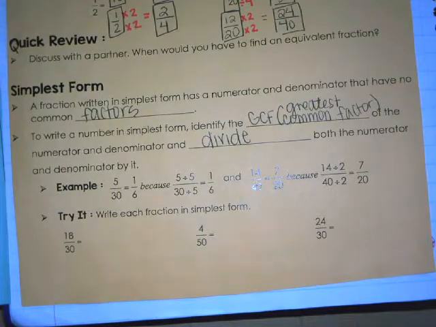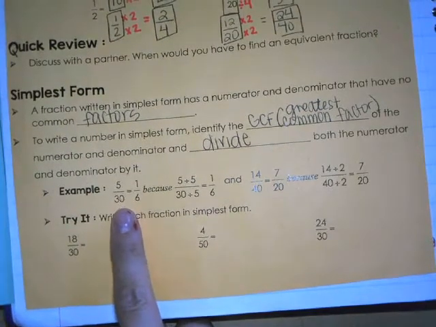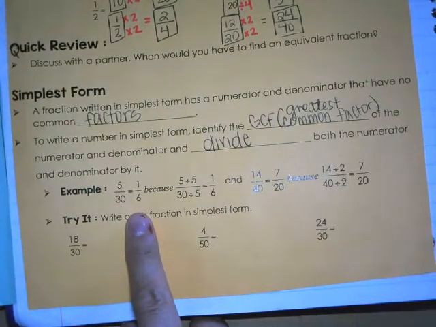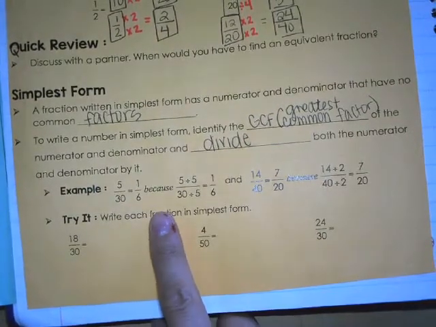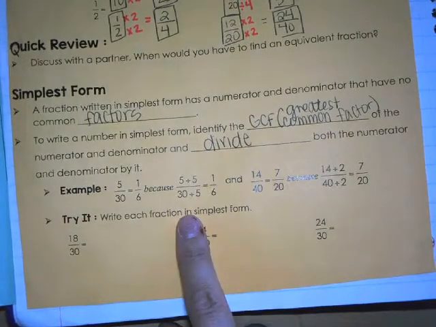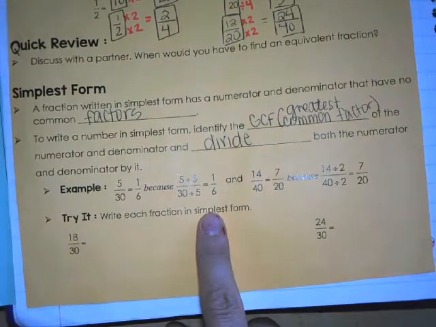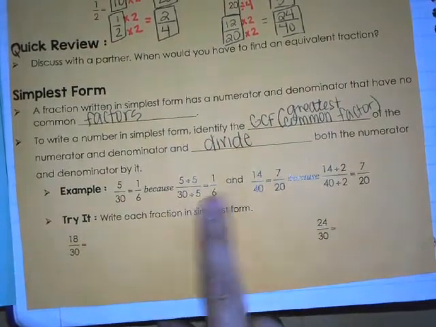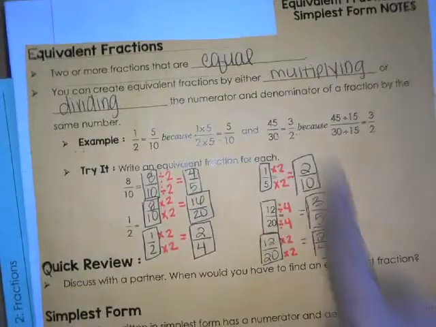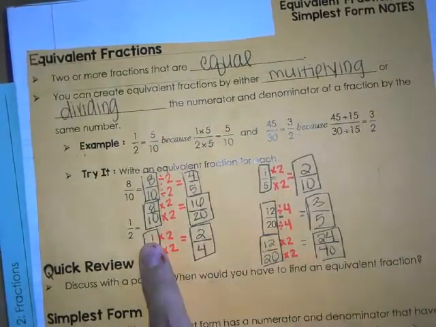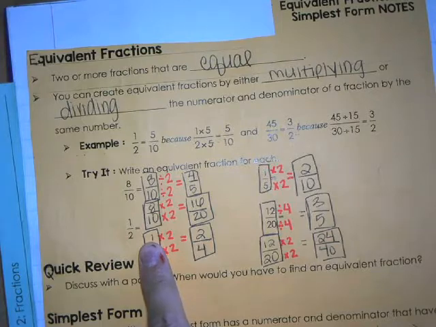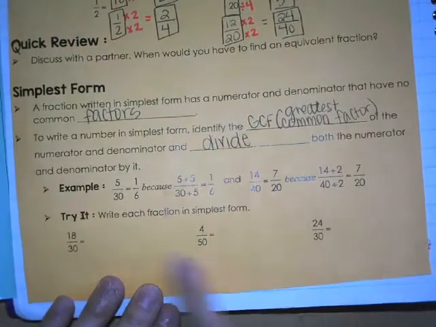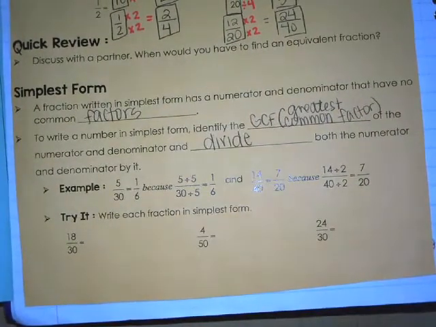So here are the examples they give you. I have 5/30ths, and 5/30ths simplifies down to 1/6. Because I have 5 and I have 30, 5 goes into both 5 and 30, so I divide 5 by 5 is 1, 30 divided by 5 is 6. Do you notice that's exactly what we did up here as well? So equivalent fractions, when you're dividing, is almost the same thing as finding simplest form. So they go hand in hand.